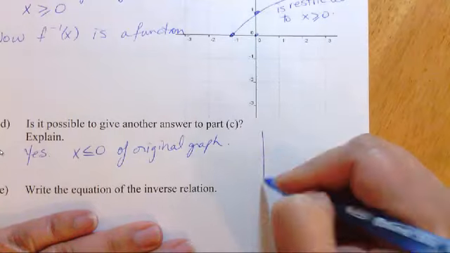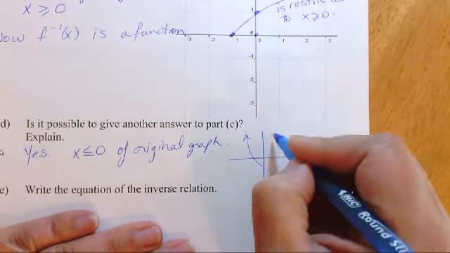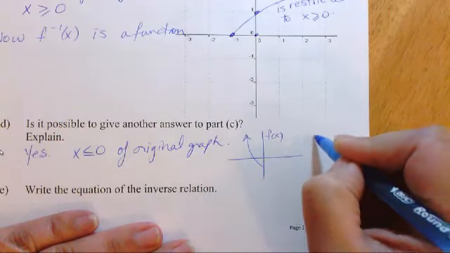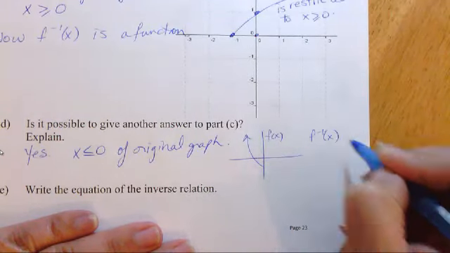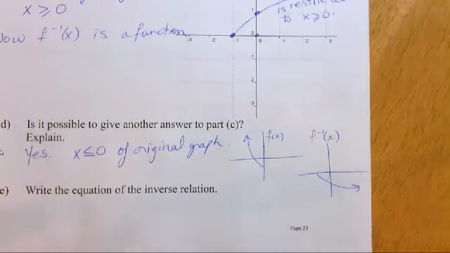Okay, and you could do a simple little sketch here where it goes up like that. So this is f of x, and then f inverse of x would be that. So that's the left hand side of the vertex. Okay, so write the equation of the inverse relation.